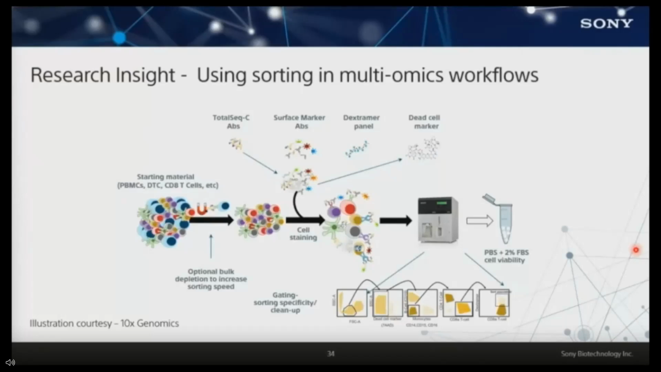And as always, and what I always recommend to my customers, it's a pretty good idea to have a viability marker, right? Because you want to gate on viable cells. You then run this mixture together, you then sort your cells, and you can get, in this example, purified CD8 cells, right? And that dextramer panel in this workflow allows for detection of very low affinity antigenic specific T cells.